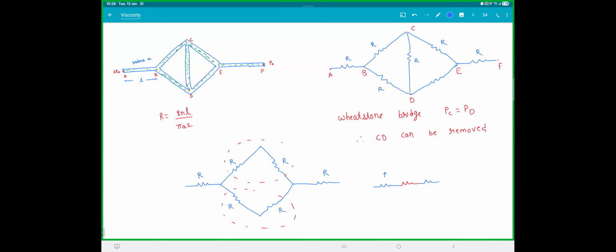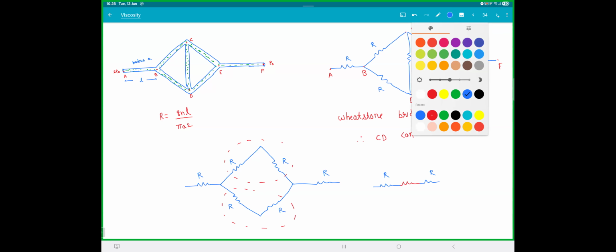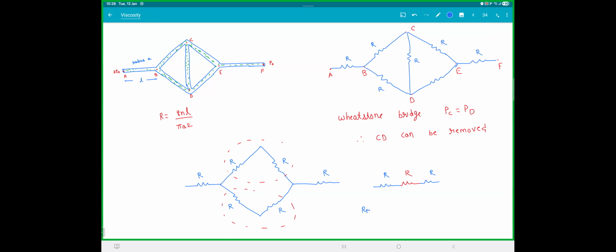like this. R, R, and R. So the entire middle section is R. Therefore, R equivalent will be 3R. And the volume flow per second will be pressure difference. The pressure difference is P naught by 3R. That is the volume flowing per second.